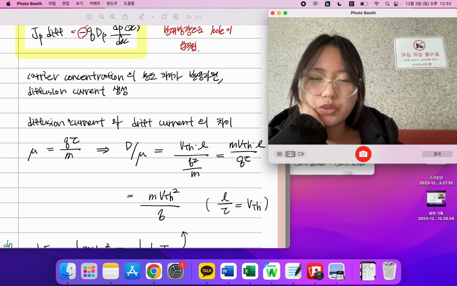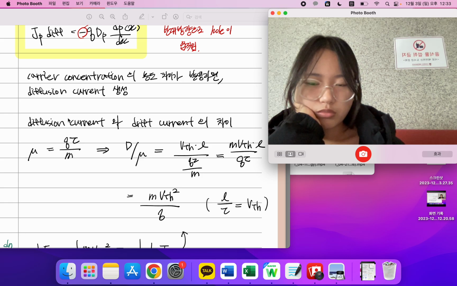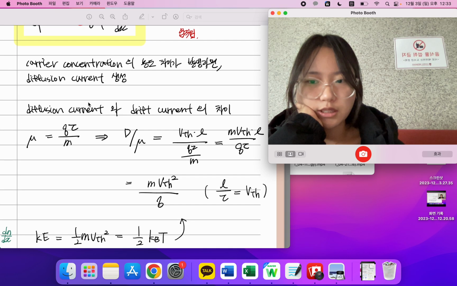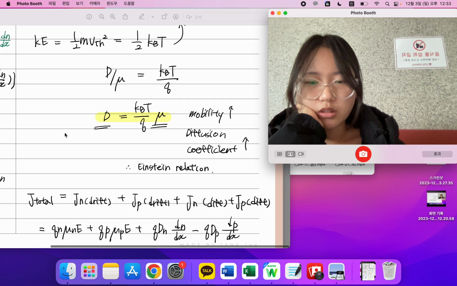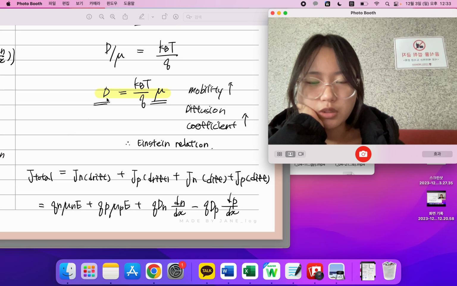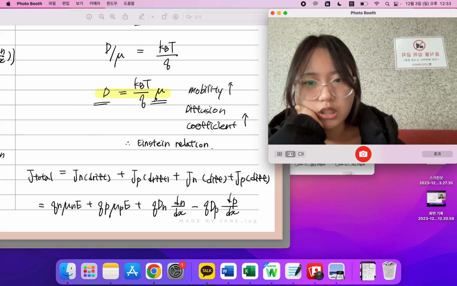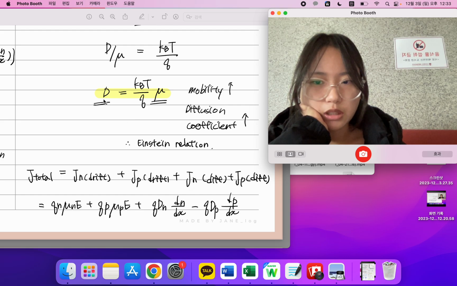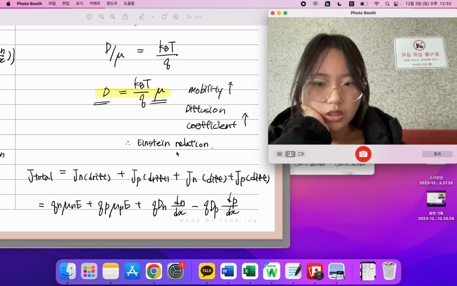And so we know the carrier constant. If the carrier concentration degenerates, then diffusion current exists. And we derive the diffusion coefficient is kBT per q times mu. So we know the diffusion coefficient and mobility have the same character. If mobility is higher, then the diffusion coefficient is higher too. We call that mathematical law the Einstein relation.